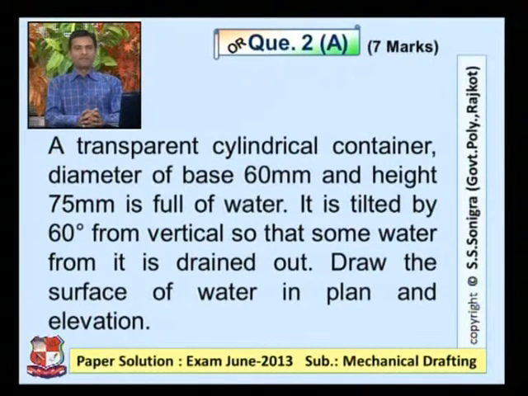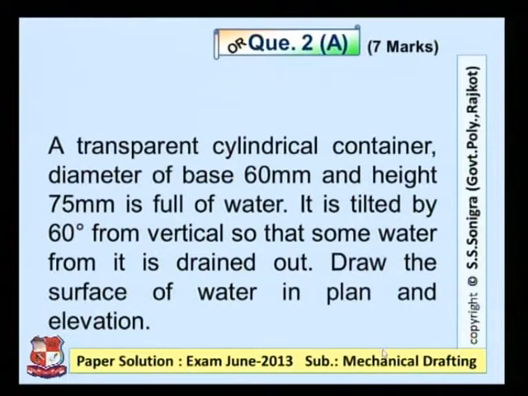It is transparent. So its front view and top view would be a rectangle and a circle respectively. Its top view would be a circle, its front view would be a rectangle. Now it is tilted. It is given that it is tilted by 60 degrees from vertical so that some water from it is drained out. If you tilt a cylinder, some of the water would be drained out. Draw the surface of water in plan and elevation. Here it is given like this.